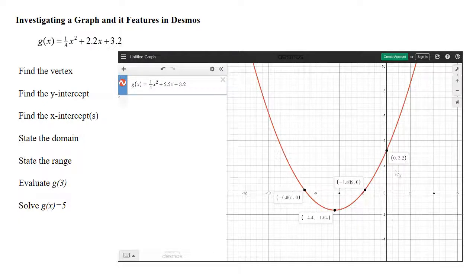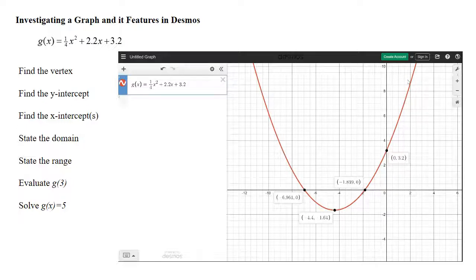Other questions we can answer by looking at the graph are the domain and the range. The domain is going to be the set of all x values on the graph. Remember, this graph is going forever up and out. So because it's going forever out in both directions, both on the left side and on the right side, that means that the domain is going to go from -infinity to infinity.